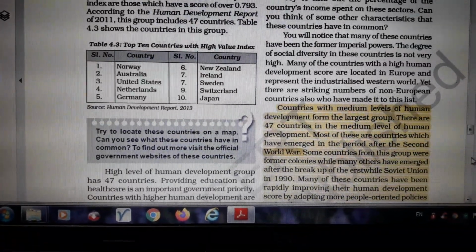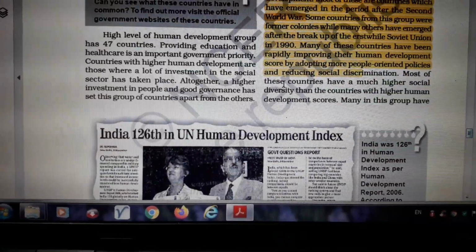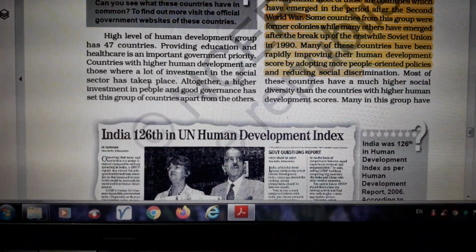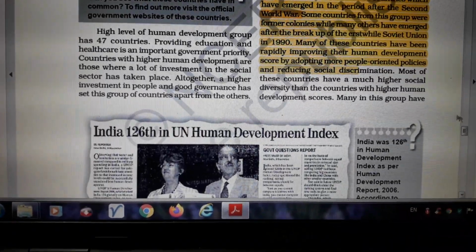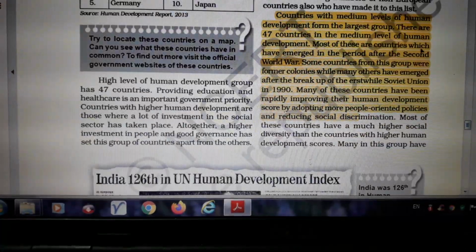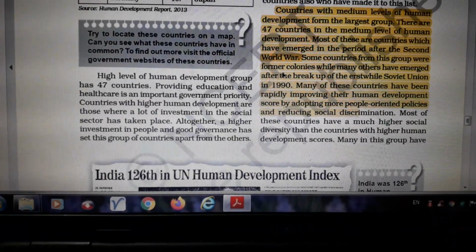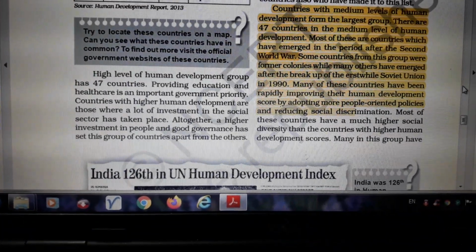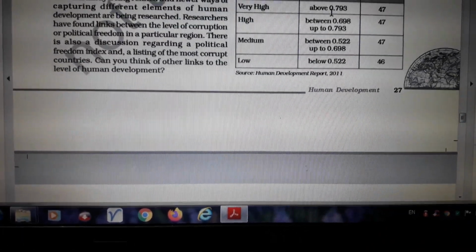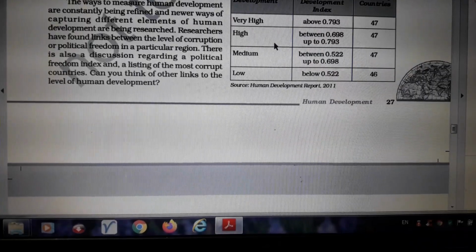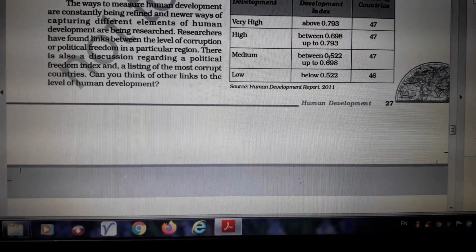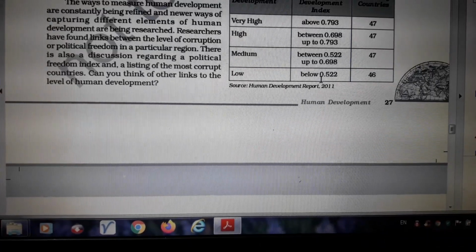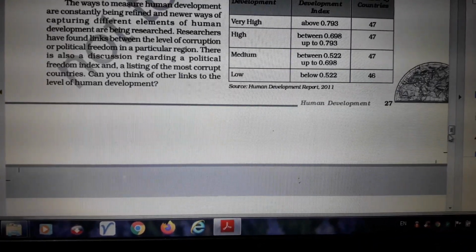Next, the next 47 countries come under the high level of human development. Second, the medium level, which also has 47 countries. I already told you the levels: 0.7 and above comes under very high and high, then medium means about 0.5, then low level means below 0.5, which comes under low human development index.